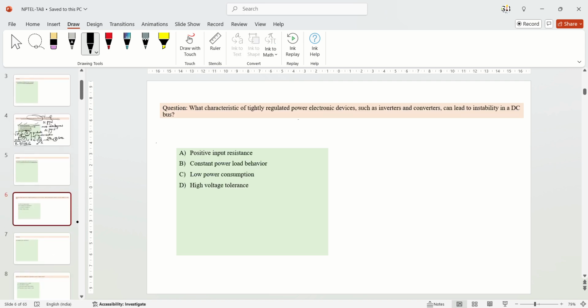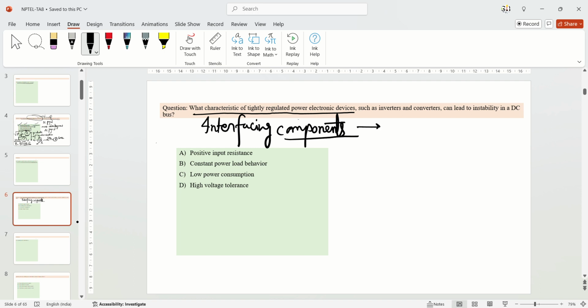So this is the third question related to that. What characteristic of the tightly regulated power electronic devices? Because if you look at all the interfacing components in the RE generating sources which are connecting to the AC main system, those interfacing components are power electronic based devices. Okay, so these devices, in addition with the inverter or converter, can lead to instability in a DC bus.